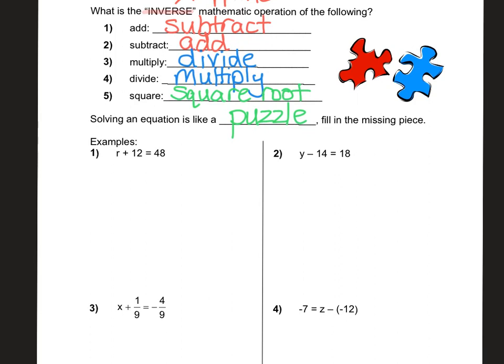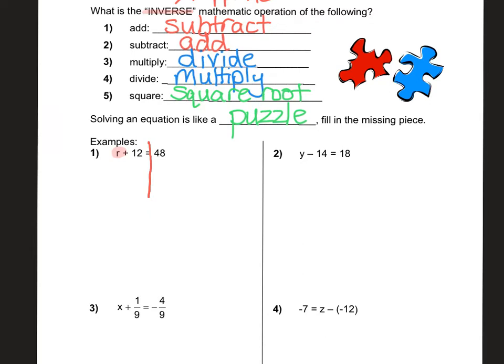So we start. Let's look at example 1. Our variable is r. Our goal is to get r by itself, to figure out what is the value of r. So I'm going to look at this as 2 separate sides. On the left side, we've got r plus 12, and on the right side, we've got equals 48. So we're trying to figure out what r would be so that it makes this equation true.